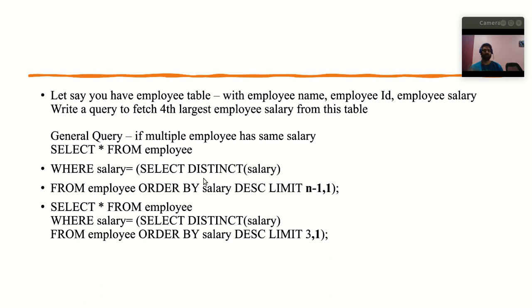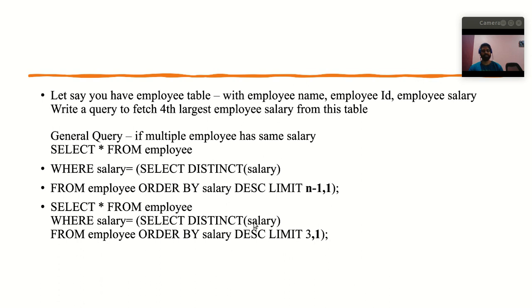So basically what you have to do, you have to order that salary in a decreasing order, and then you have to use the limit. And here is the general n minus 1. So let's say that you have to find the fourth element, so you can do 4 minus 1, so that is 3 comma 1.